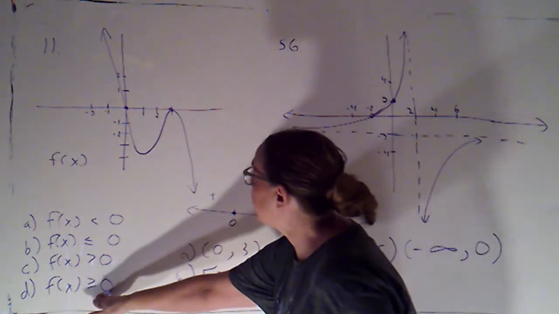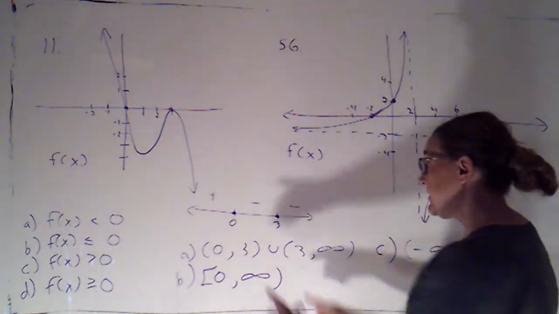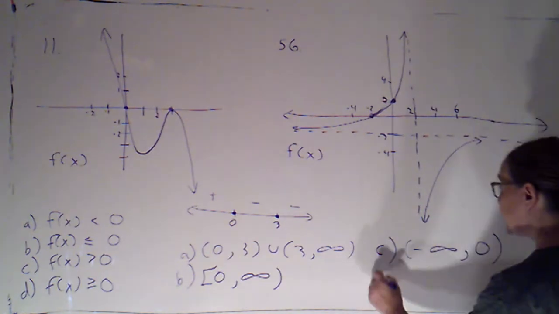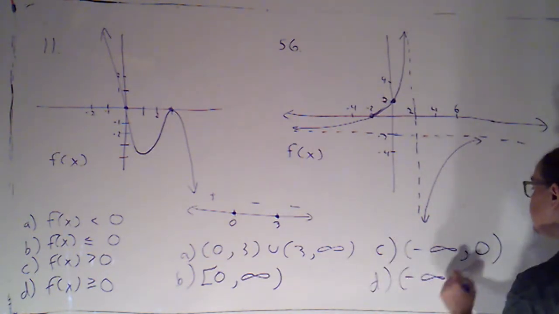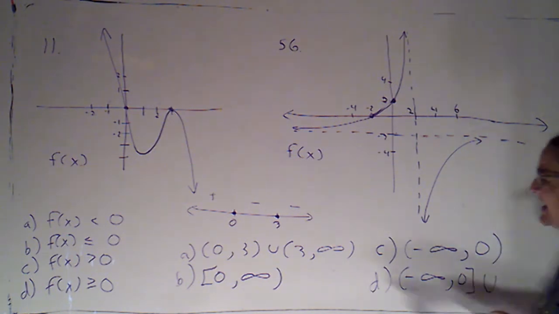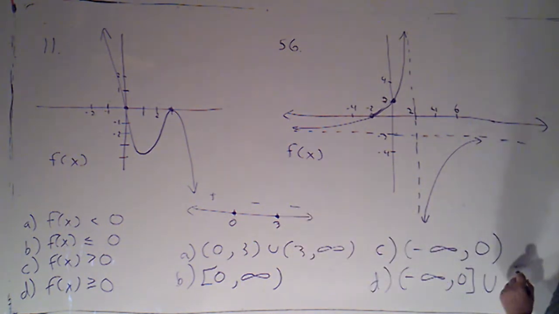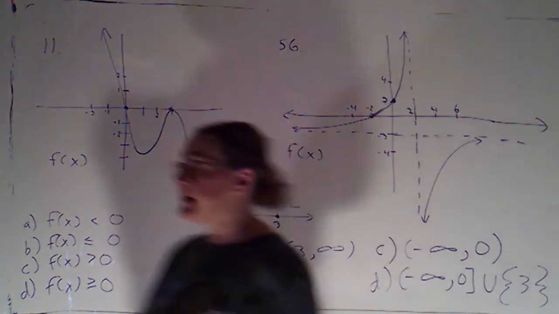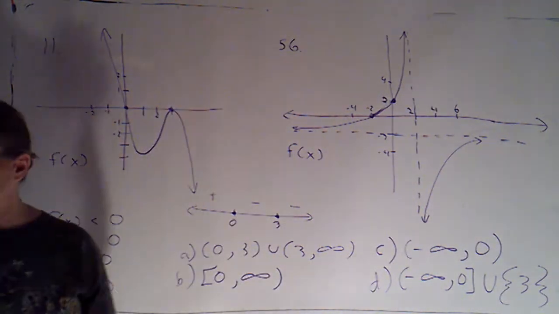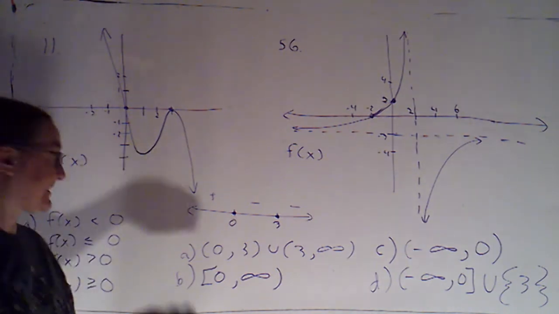Where is the function bigger than or equal to 0? That's going to be where it's positive and where it's 0, so at those 2 points as well. So that's going to make it negative infinity to 0 with a bracket around the 0, union. Now that's just a single point, not an actual interval. So remember, when we have a single point, we just put that in set braces. So this would be my answers to number 11. Let me just erase that, and then we'll work through 56.